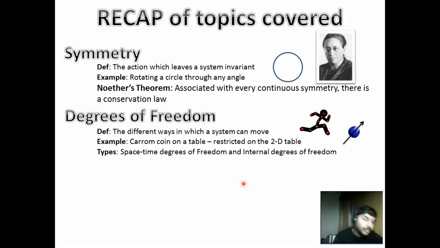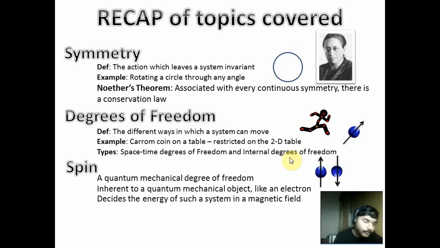Of course, the degrees of freedom can be of two types. One is a space-time degree of freedom. And space-time degrees of freedom basically tell you how a certain object can move in space and time. And there are the internal degrees of freedom, which is basically something like spin, which an object gets purely because it exists. And spin, as you know, is a quantum mechanical degree of freedom. Okay, it is inherent to a quantum mechanical object like an electron. So if you have an electron like this, you cannot avoid spin.